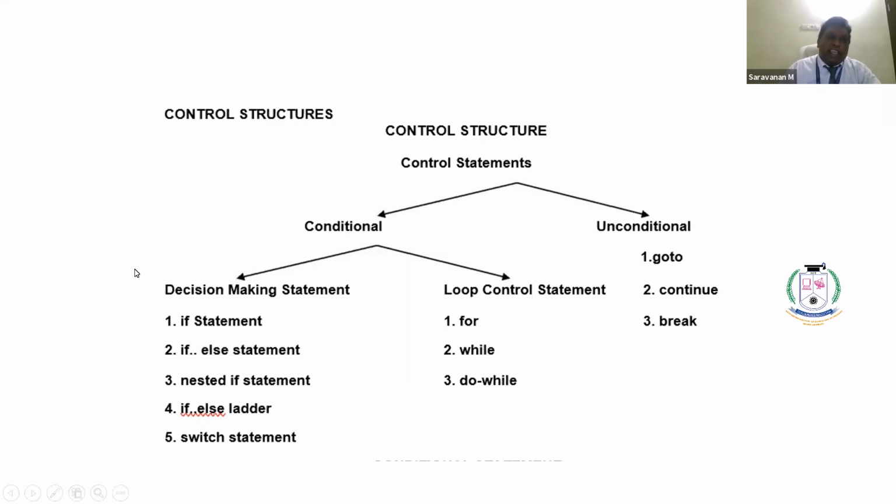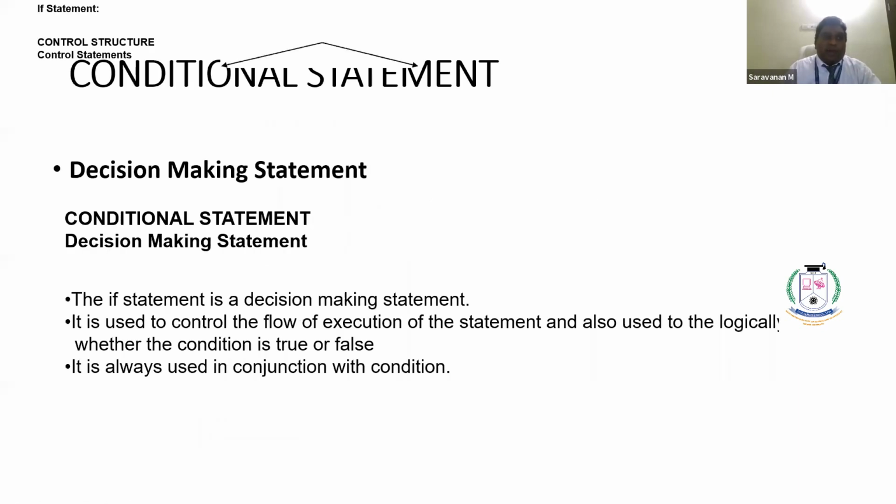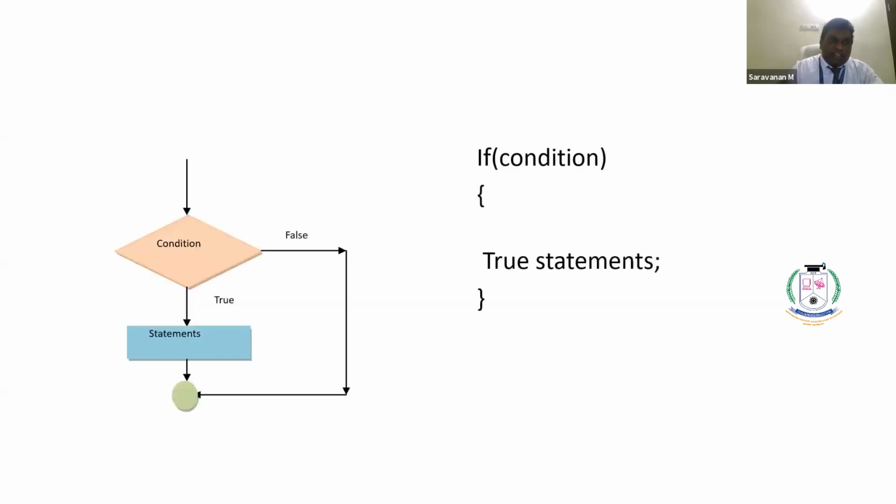The conditional statements are if else, nested if else ladder, and the switch statement. Now the control structure has decision making statements. This is the if statement. If a condition is true, a set of statements is going to be executed. If it's false, it exits immediately, or else it executes the set of statements given within the parentheses. After it is executed, I come out.